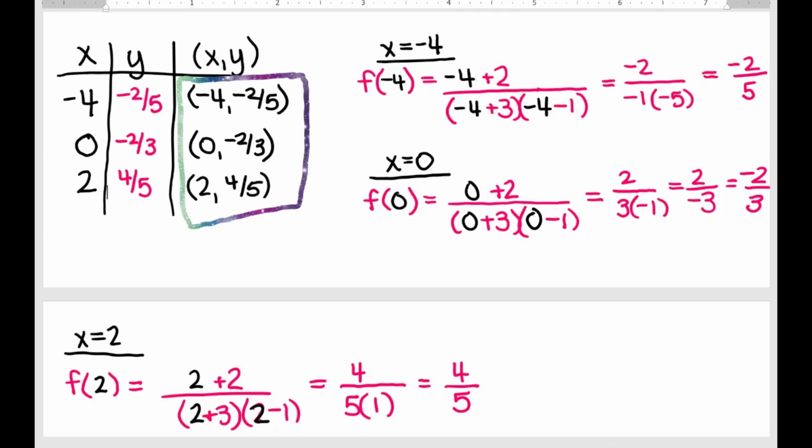If you do the XY chart, make sure that you still write your ordered pairs with the parentheses and commas because it specifically asked for points. If you just do the X and the Y columns, you haven't given the ordered pairs or the points.